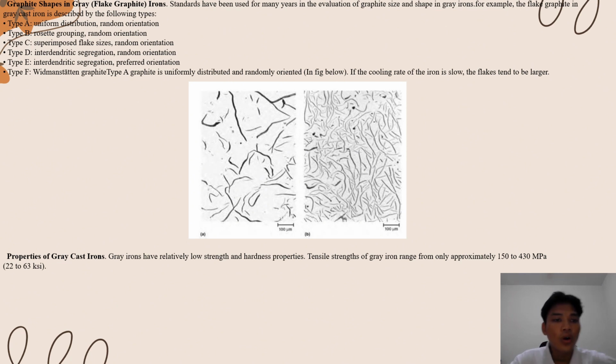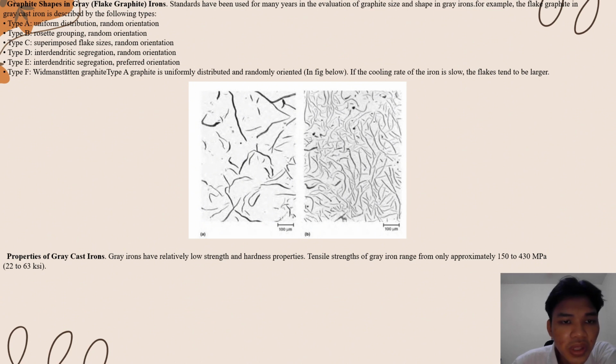Type B: rosette grouping, random orientation. Type C: superimposed flake size, random orientation. Type D: interdendritic segregation, random orientation. Type E: interdendritic segregation, preferred orientation.